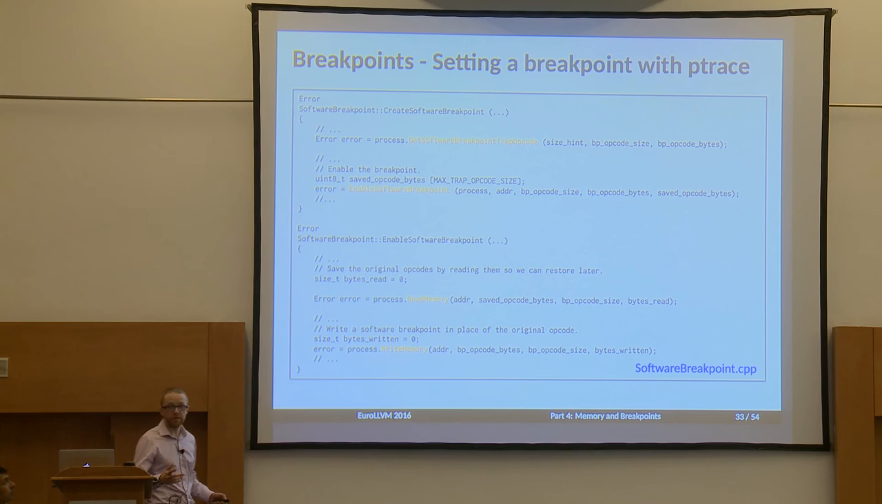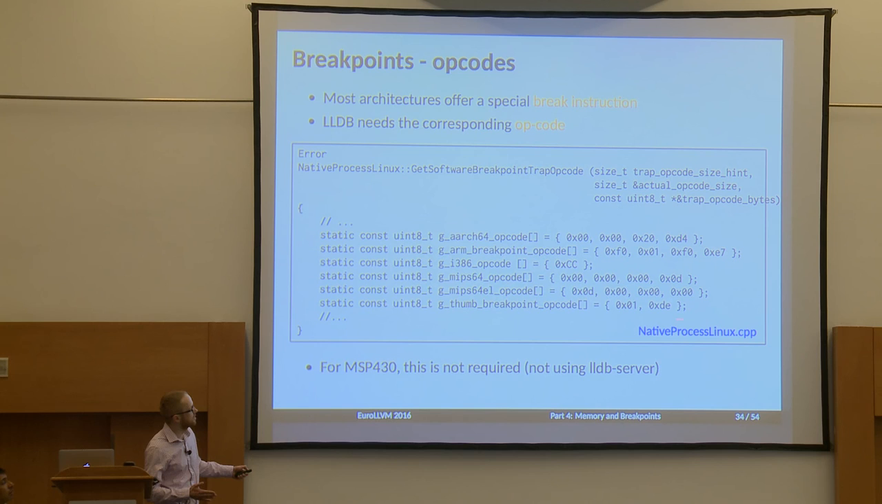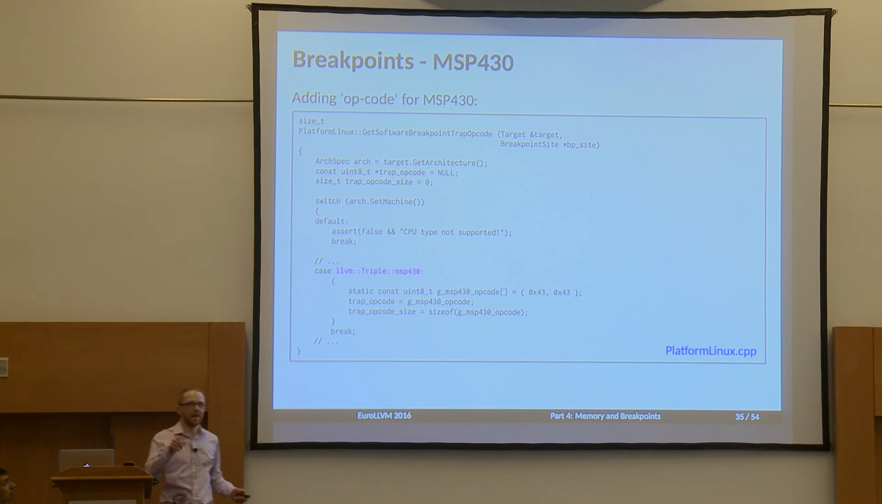Now, what we haven't done for MSP430 yet is implement the opcode. I haven't mentioned that anywhere. Normally, on the LLDB server side, this is implemented in native process Linux, and you see opcodes for different architectures. So if you're implementing something new, you have to come here and add it as well. Now, for MSP430, we're not using LLDB server, so I didn't have to do that. We didn't implement that. However, we did have to specify the opcode on the LLDB side in this file.